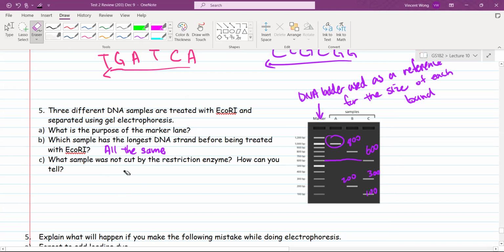What sample was not cut by the restriction enzyme? A, because you only see one fragment, only one band.